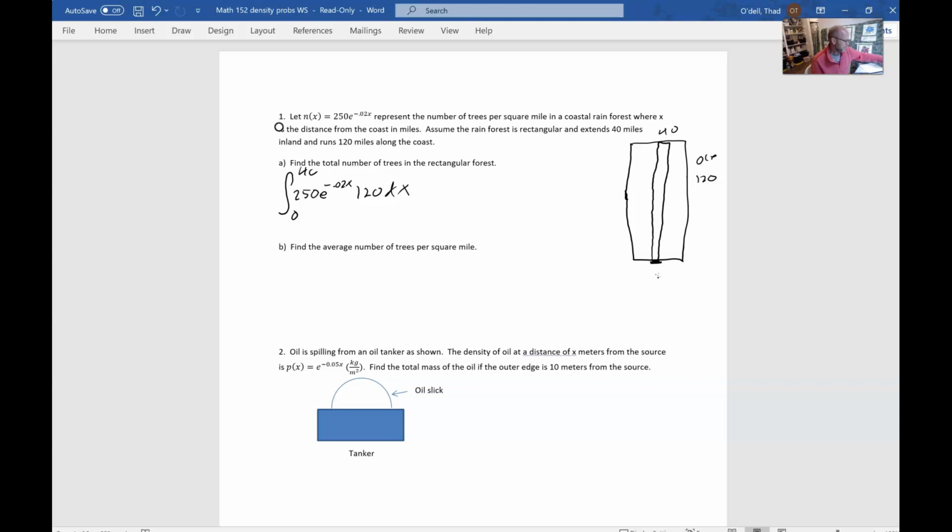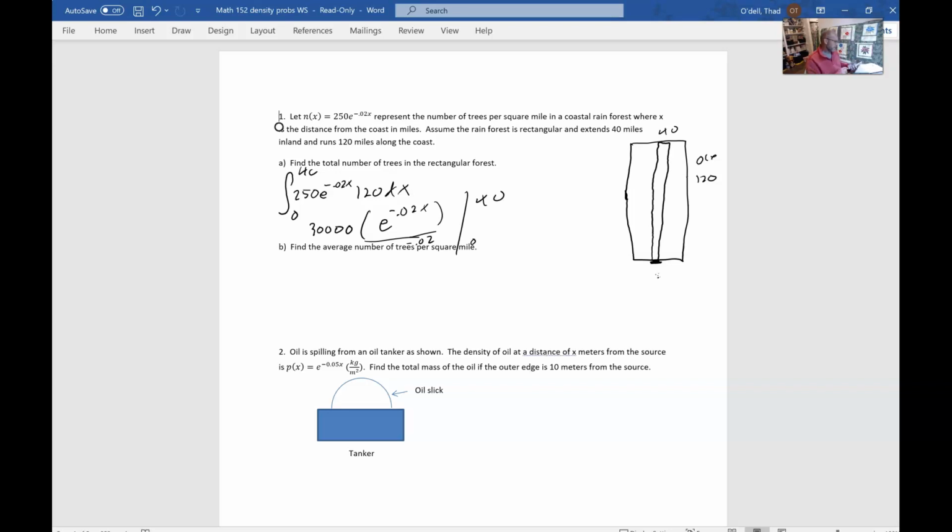And that would be what? 120 times 250, which is 30,000. So this is going to be 30,000 times, and if we integrate that, we get e to the negative 0.02x divided by negative 0.02. And we're going to evaluate that from 0 to 40.